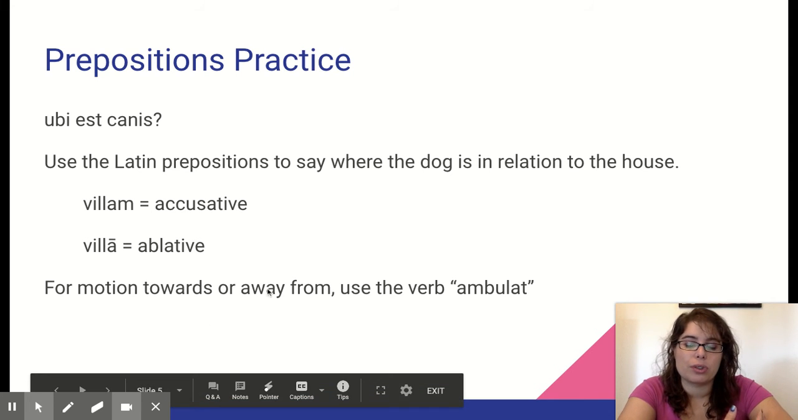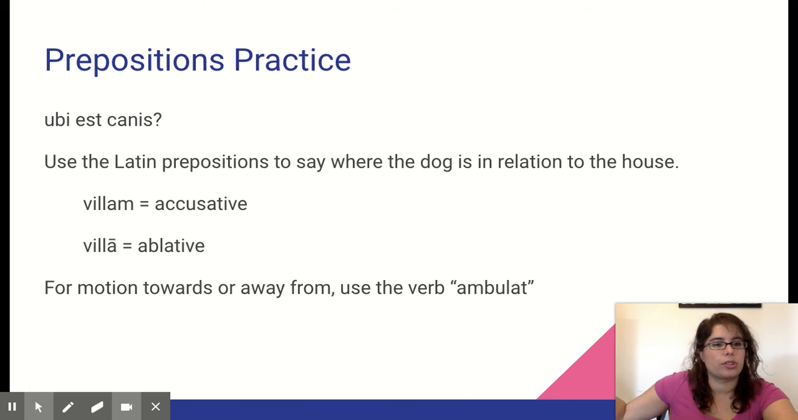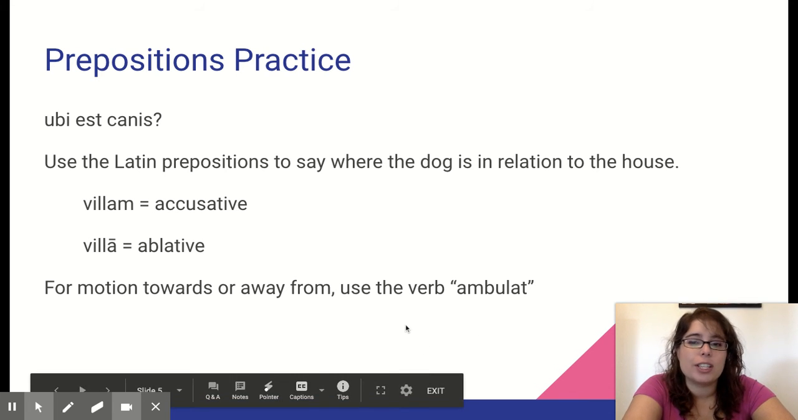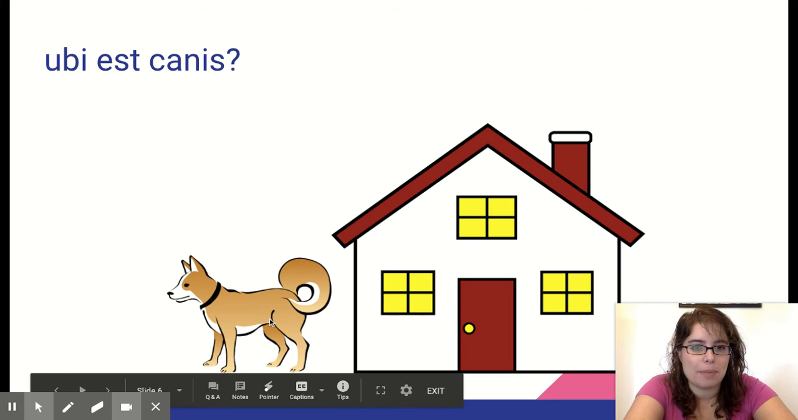For motion towards or away from, if there's motion involved, use ambulat, our verb meaning walks, right? So the dog walks away from, or the dog walks into, or something like that. So use ambulat. Otherwise, use est, is. So ubi est canis? Take a look at your prepositions. Which one might work best for where the dog is in relation to this villa, this house?